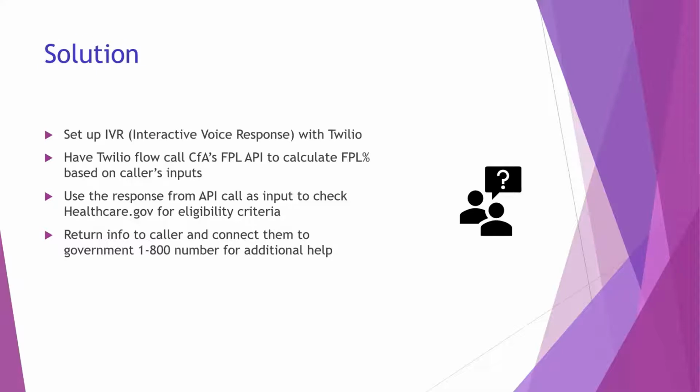The simple Twilio flow I've set up will call CFA's API to do the calculations, and then it'll use the response from the API call as input to check healthcare.gov for eligibility criteria. It'll then return the info to the caller and connect their call directly to the government's 1-800 number should they need additional help. Now let's watch a quick demo.